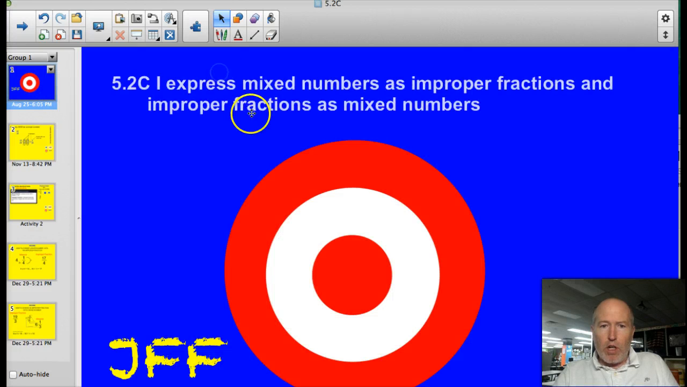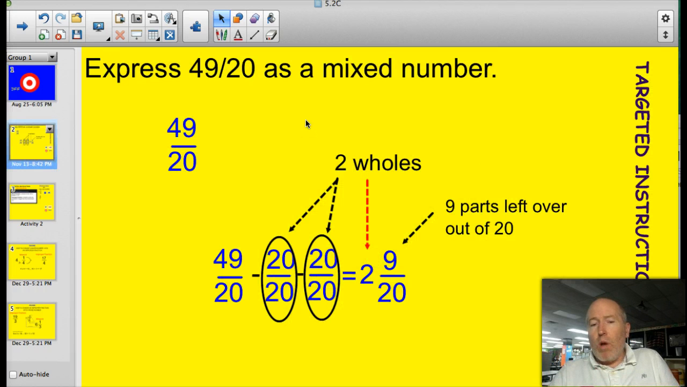Tonight, officially, then, our target is 5.2c. I can express mixed numbers as improper fractions and improper fractions as mixed numbers. On three, 1, 2, 3. Let's do this thing.